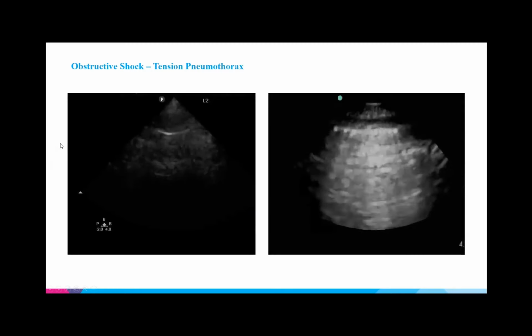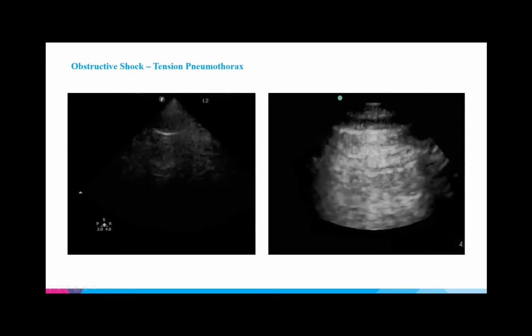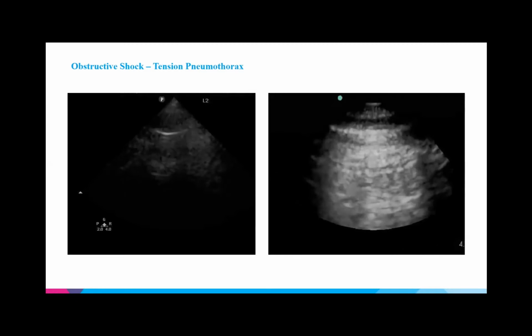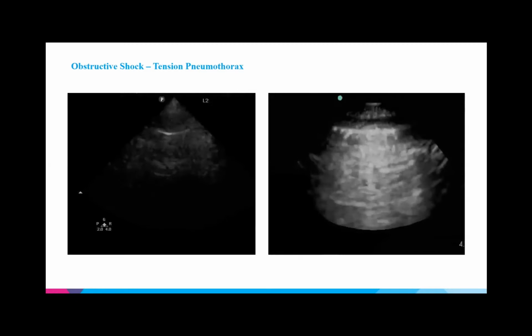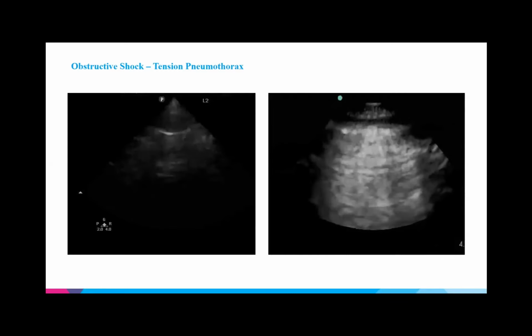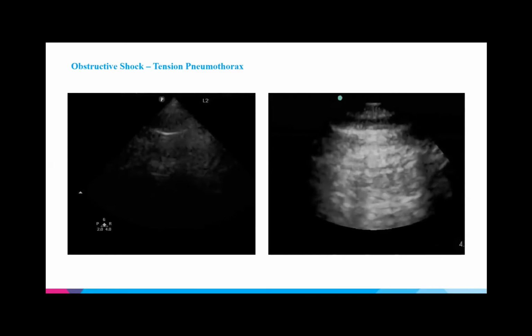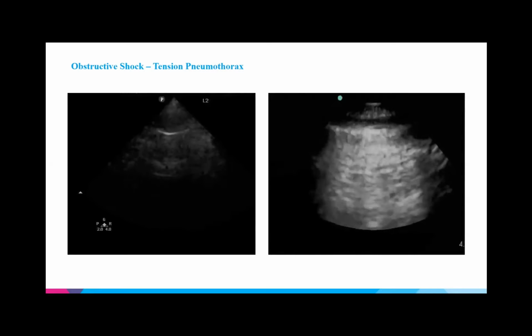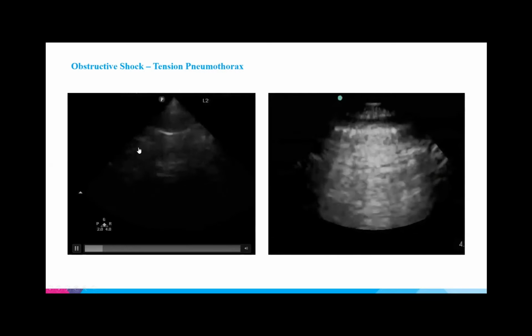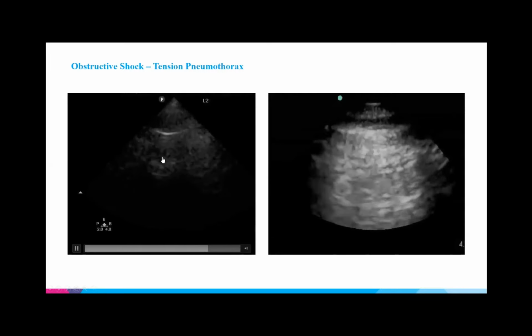Then the other common cause of obstructive shock, especially in patients we saw with COVID or other patients who have very high vent settings for a long period of time, dyssynchronous with the vent, and then become hypoxic and hypotensive. So what are we highlighting in this view on the left?